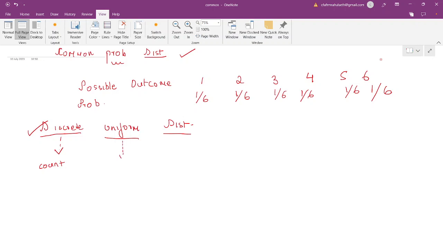Then let's read the second word, which is uniform. Now what does uniform mean? It means that the probability of each outcome is the same. Each outcome is equally likely. So this distribution that I have written here is the distribution of a fair six-sided dice.